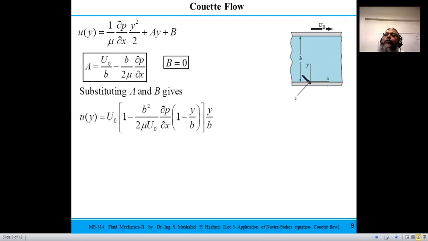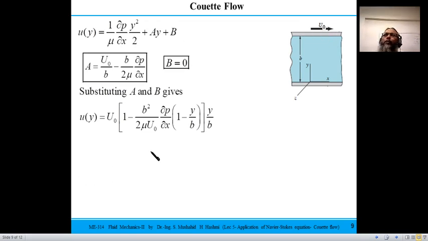Similarly, if you substitute y equals b, then y over b would be 1, and 1 minus 1 would be 0. So this whole term is 0, 1 minus 0, and y over b is 1. 1 multiplied by u naught would be u naught. So your second boundary condition is also satisfied. When y is b, then your velocity is equal to u naught.